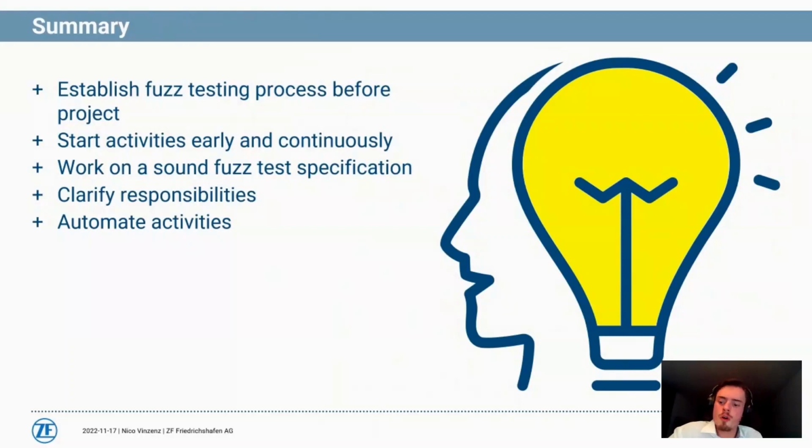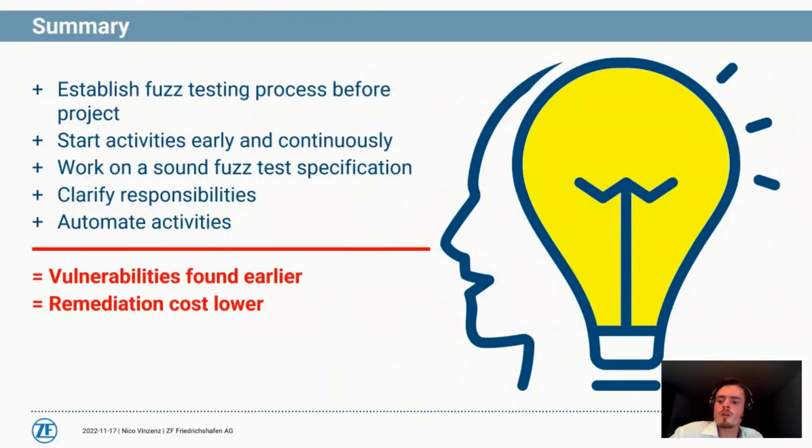Responsibilities should be clarified early and for all objectives, and activities should be automated wherever possible, because it's tedious to do them manually. And following all those things, vulnerabilities will just be found earlier during the process, during the tests, and during the whole development, and this causes our remediation costs to be lower in the end.